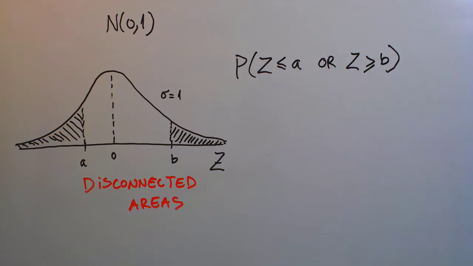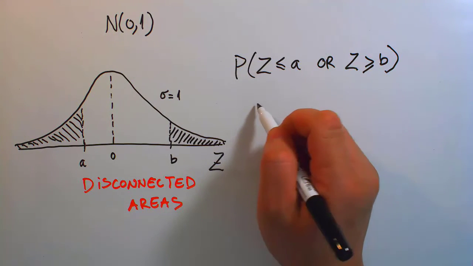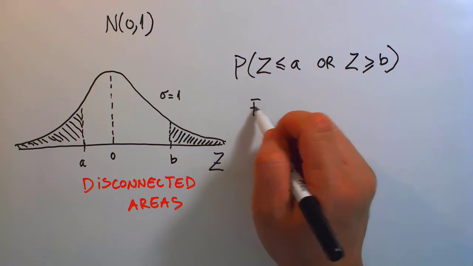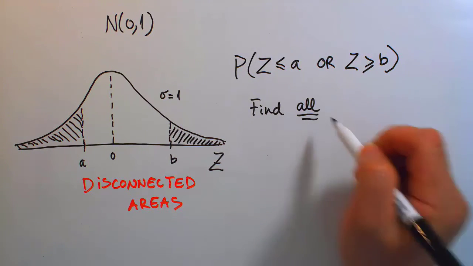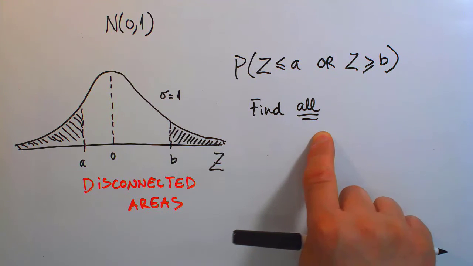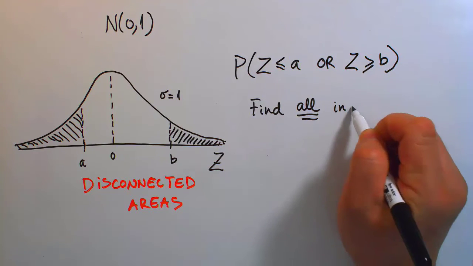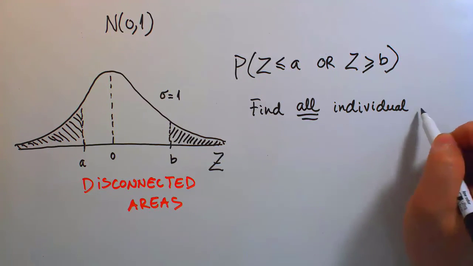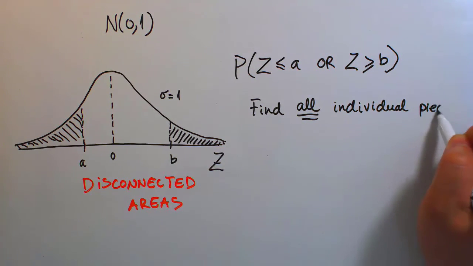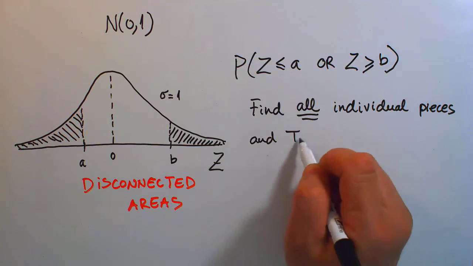Okay, and so really there are quite many different ways of how to approach this. I just point out that the easiest way to understand it is to just find all, and that's sort of a plan instead of a method, but we are finding all individual pieces and total them up.